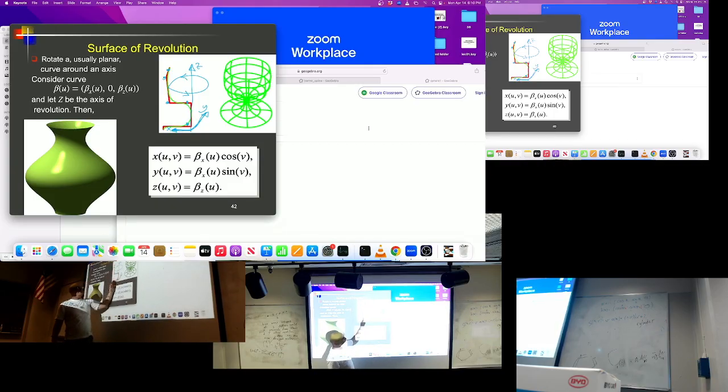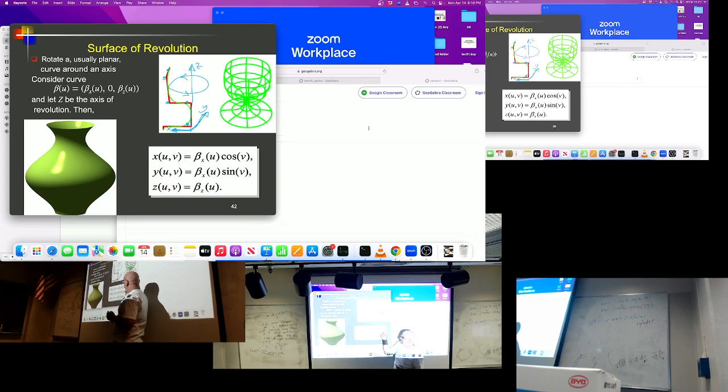Z goes up, x goes this way, and y goes in your direction. So when I describe beta of u, I need to describe its x coordinate, which is beta sub x. I need to describe its z coordinate, beta sub z, and its y coordinate is always 0. That's the curve that I start with.